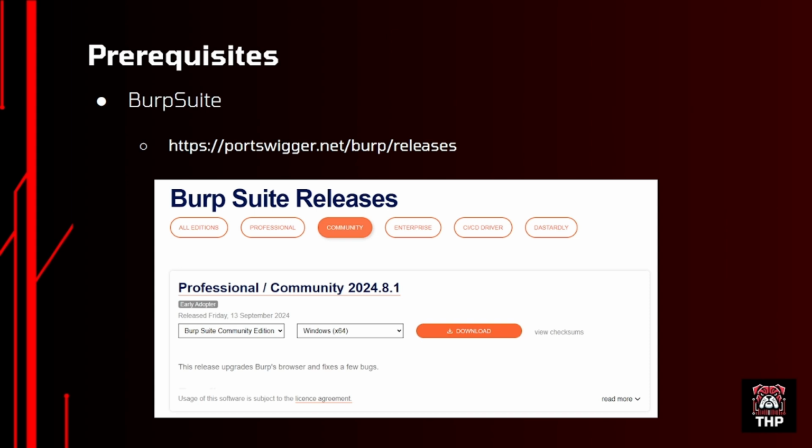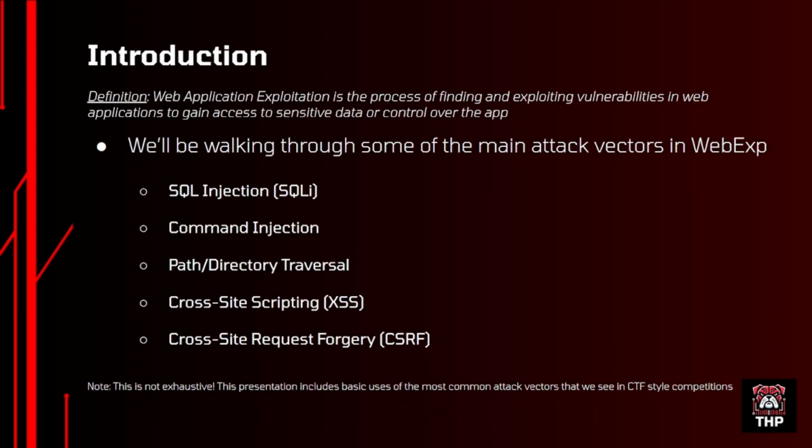It's all good. So, web application exploitation. It is the process of finding and exploiting vulnerabilities within web applications so that you can gain access to sensitive data and sometimes control over that application. We'll go through a few of the more typical attack vectors that you'll see in our competitions. The first three, SQL injection, command injection, and path/directory traversal, we will have examples to work through, so y'all can follow along with that. It'll be pretty cool.